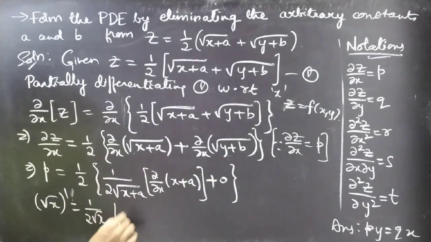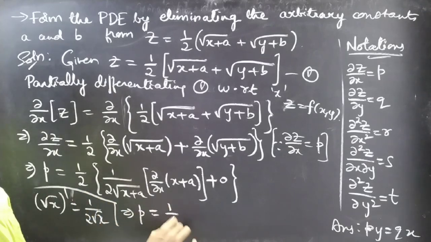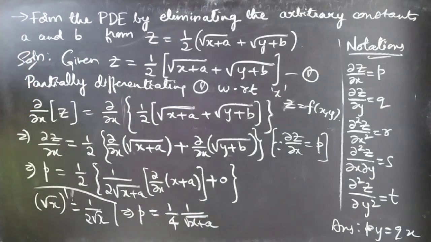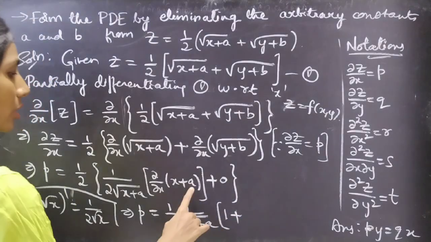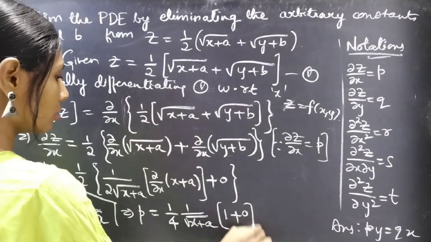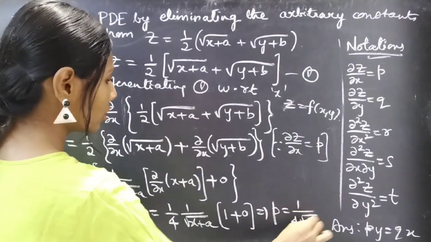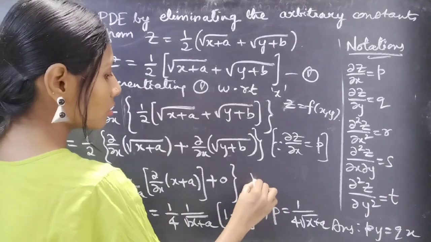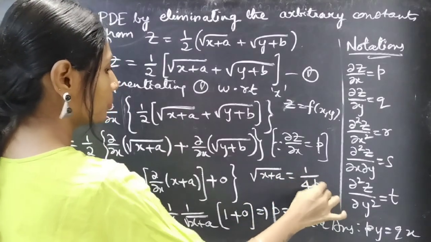Okay, this gives us p equal to 1 by 4 into 1 by square root of x plus a into partial derivative of x with respect to x is 1 plus partial derivative of a constant with respect to x is 0, which gives us p equal to 1 by 4 root x plus a, or we can write this as square root of x plus a equal to 1 by 4p.